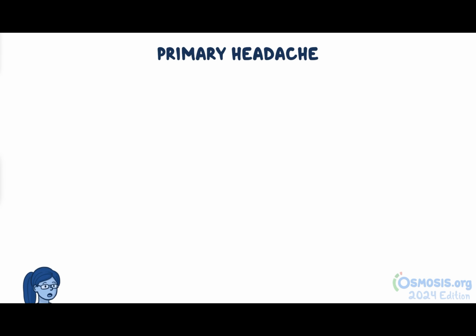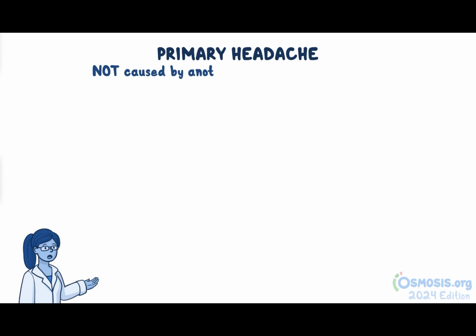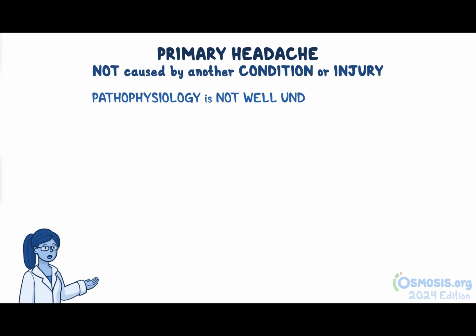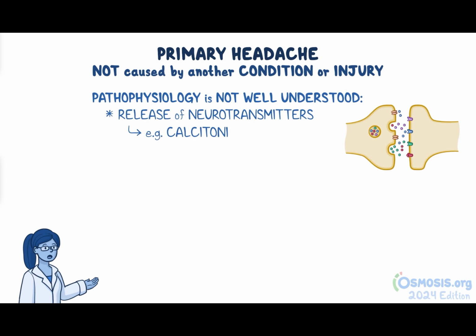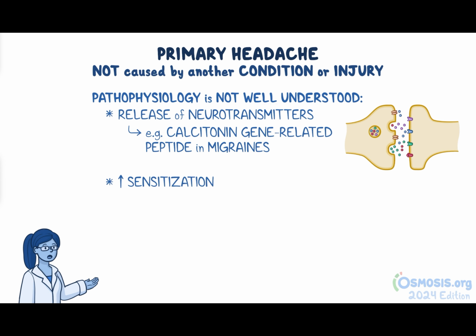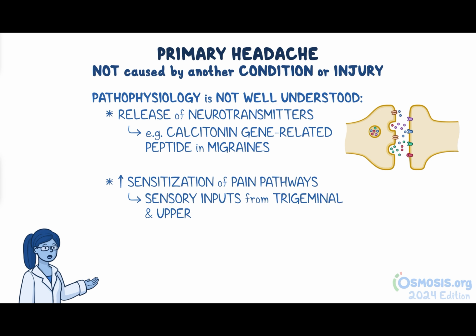Primary headache is a type of headache that is not caused by another condition or injury. The underlying pathophysiology is not well understood, but it involves release of neurotransmitters such as calcitonin gene-related peptide in migraines and increased sensitization of pain pathways, including sensory inputs from the trigeminal and upper cervical nerves.